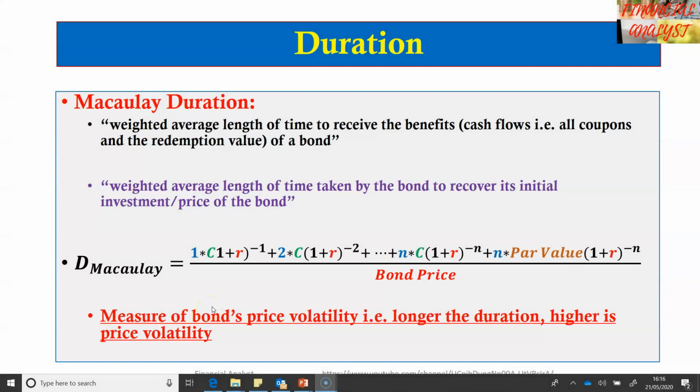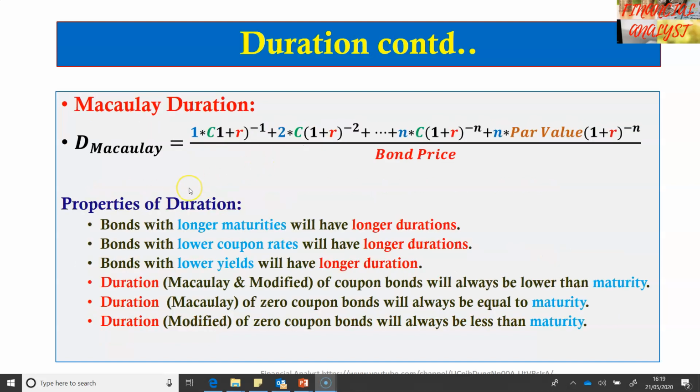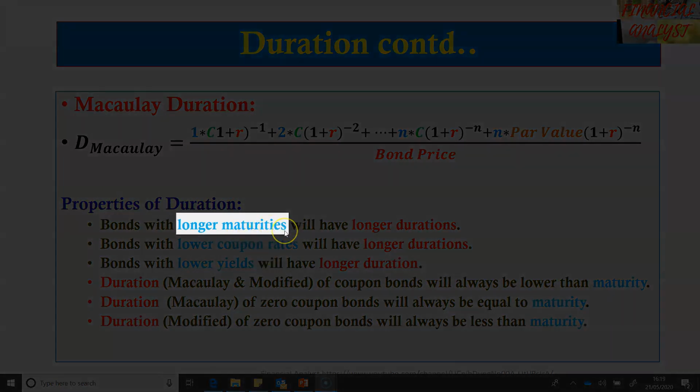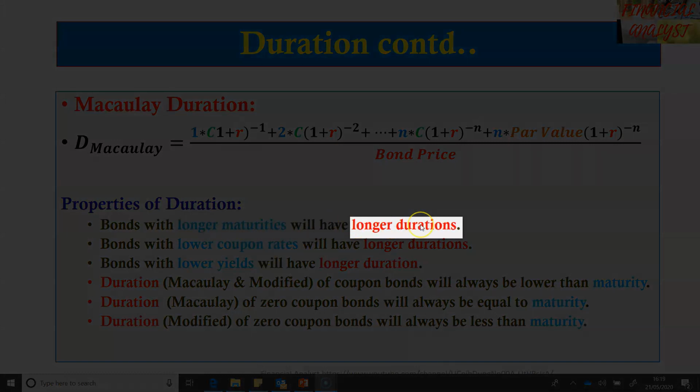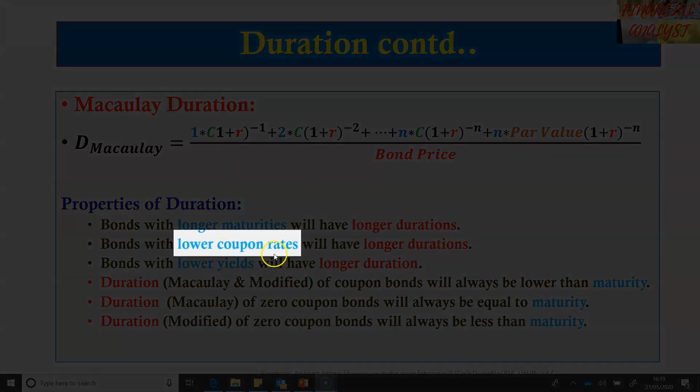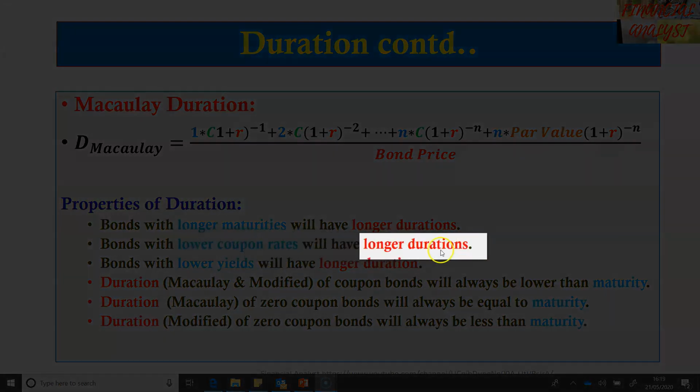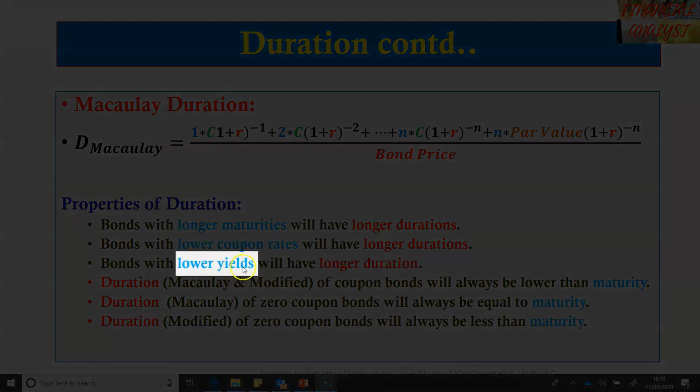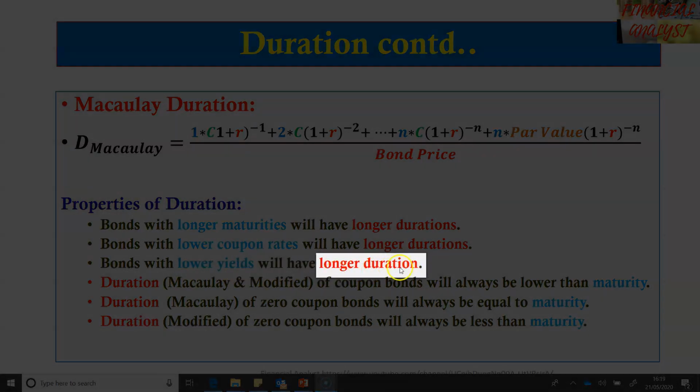Duration is the measure of a bond's price volatility with respect to changes in interest rate. Like the beta of an equity stock, the higher the beta, the higher the risk. The longer the duration, the higher the risk, that is the price volatility of the bond. We note the following properties of duration for bonds. Bonds with longer maturities will always have longer durations. Bonds with lower coupon rates will have longer durations, and bonds with lower yields will also have longer durations.